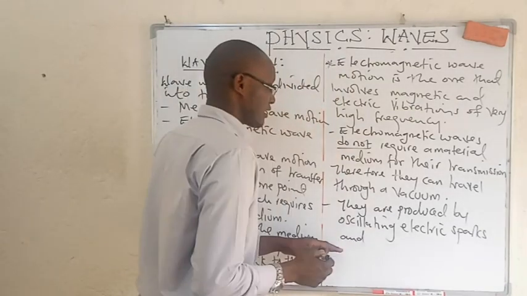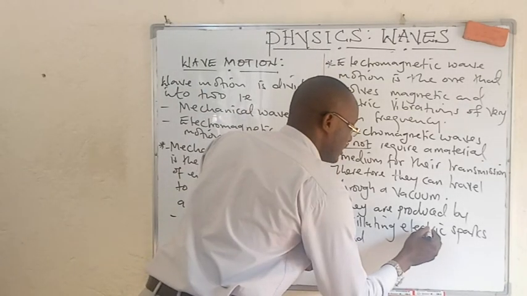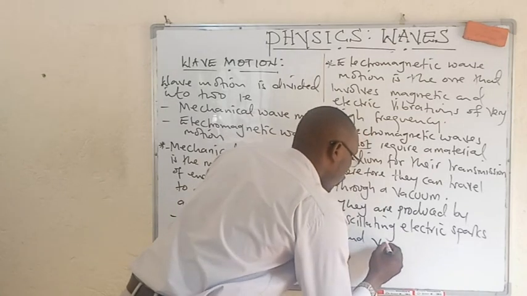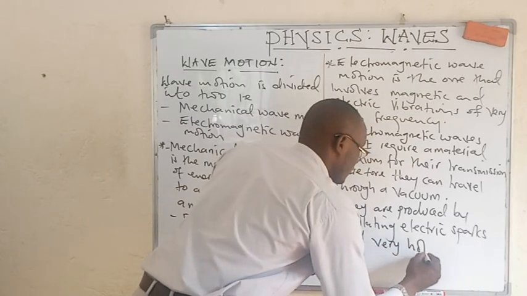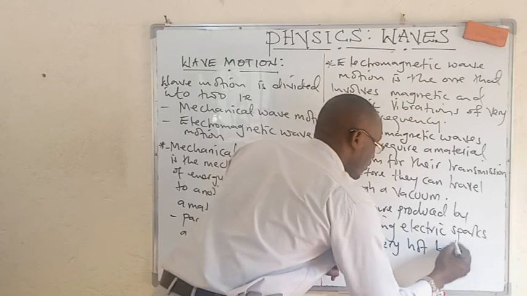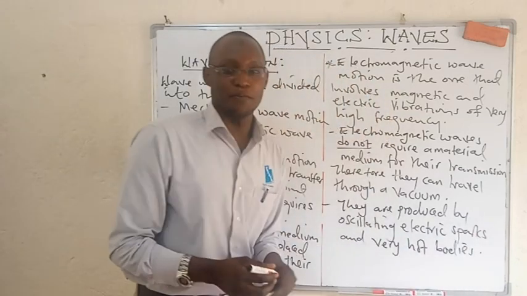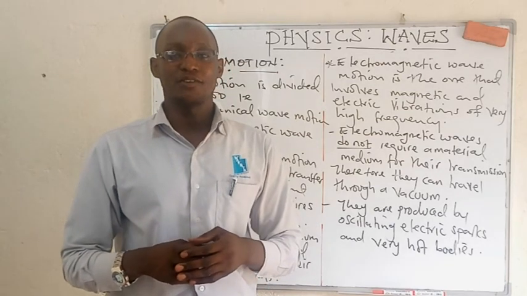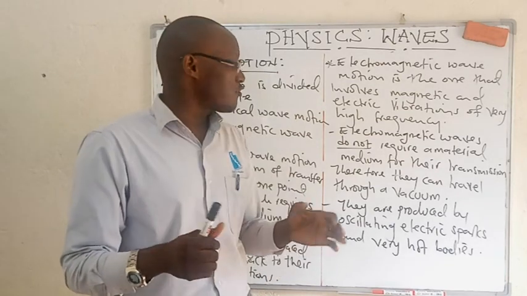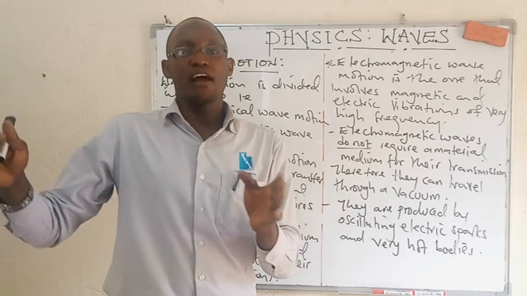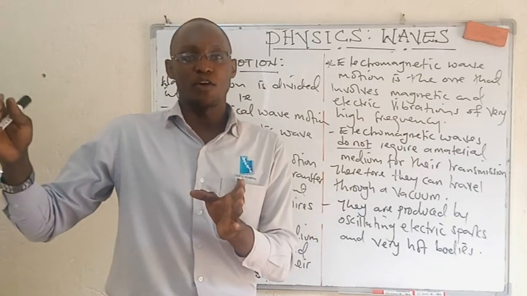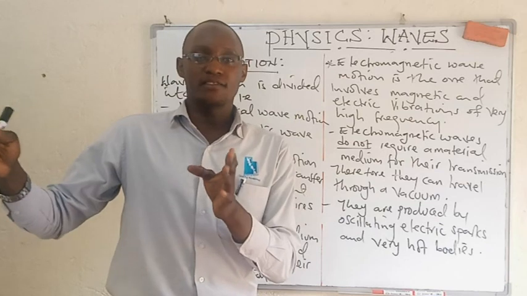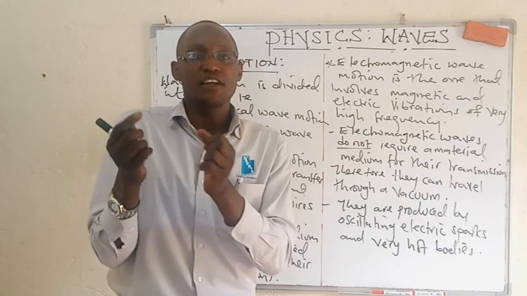Oscillating electric sparks and very hot bodies, for example, the infrared radiations. So they are going to form different bands. Since their frequency, we shall talk about what we call frequency. Since their frequency is varying, they are of different frequency.